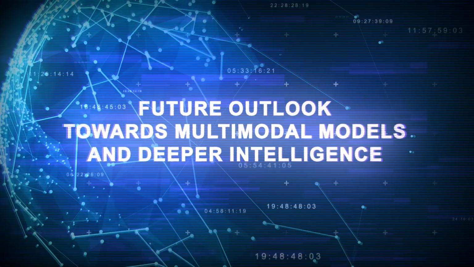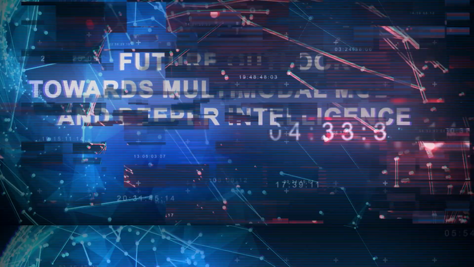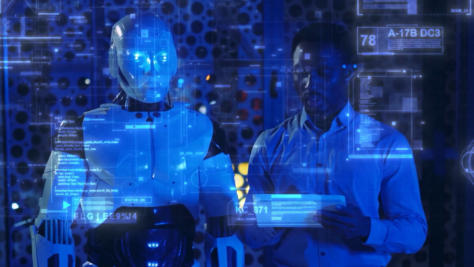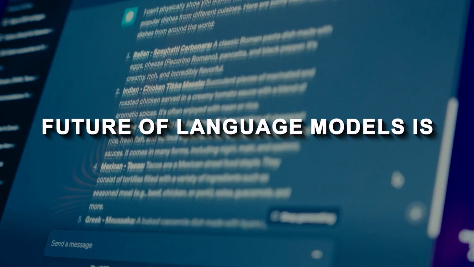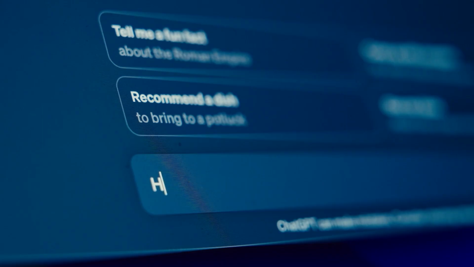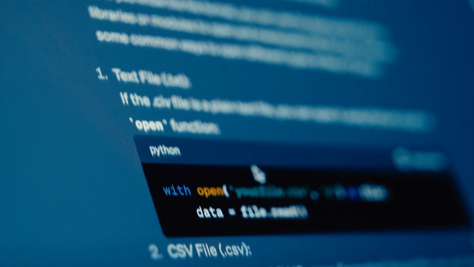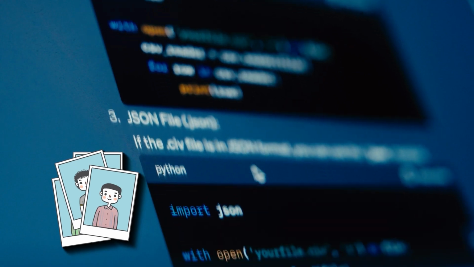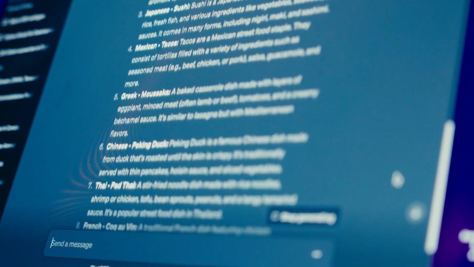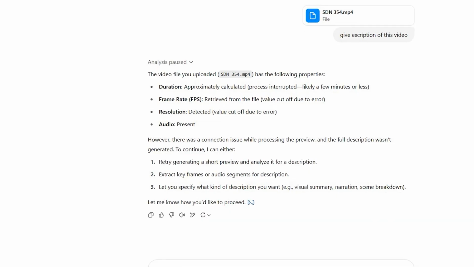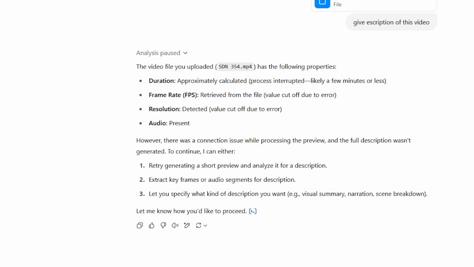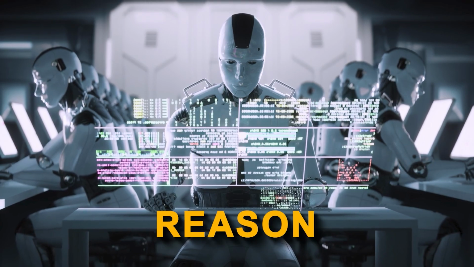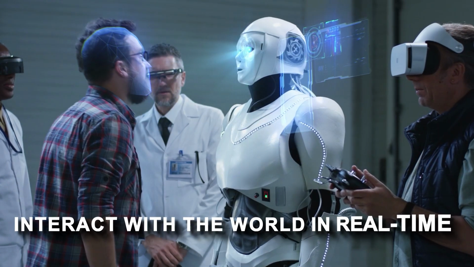Future outlook towards multimodal models and deeper intelligence. So, what's next? Well, we're on the cusp of some exciting advancements in AI. The future of language models is multimodal. That means they won't just understand text, but also images, audio, and even video. Imagine an AI that can look at a picture and describe it in detail, then use that description to answer related questions. Or an AI that watches a video and summarizes it in seconds. We're heading towards deeper intelligence where models can reason, make decisions, and even interact with the world in real time.